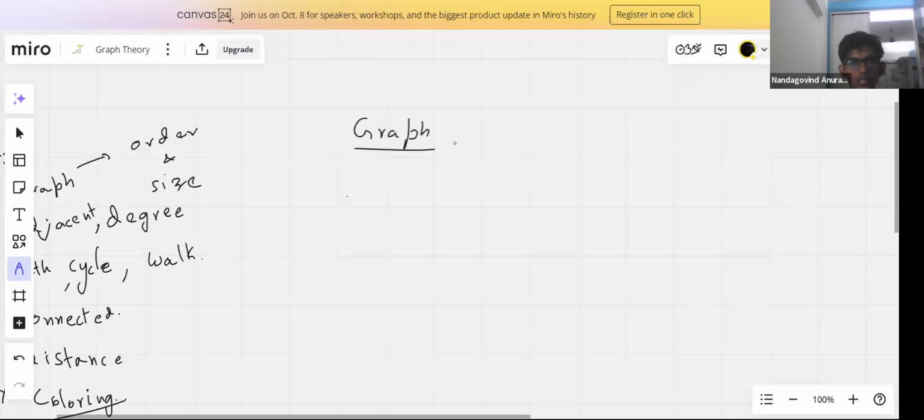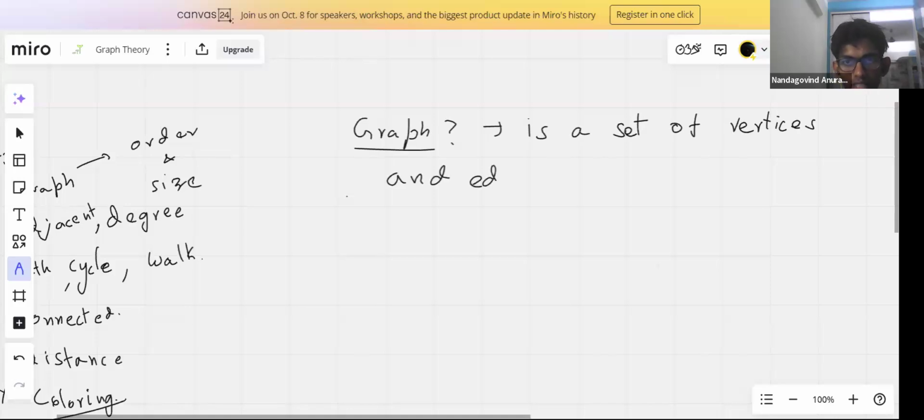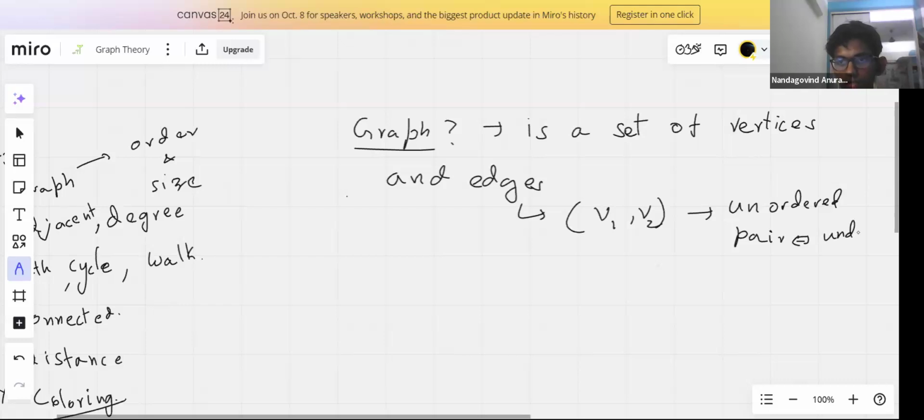Okay, so we'll start by discussing what is a graph, right? So a graph is a set of vertices and edges. An edge is defined as a pair of two vertices, v1, v2. In an undirected graph, this is an unordered pair.